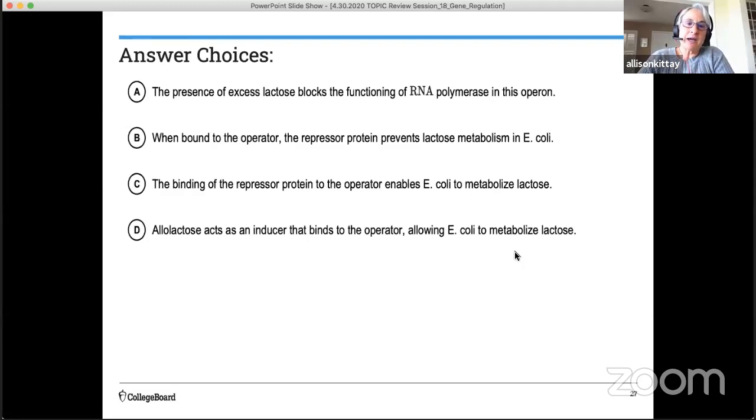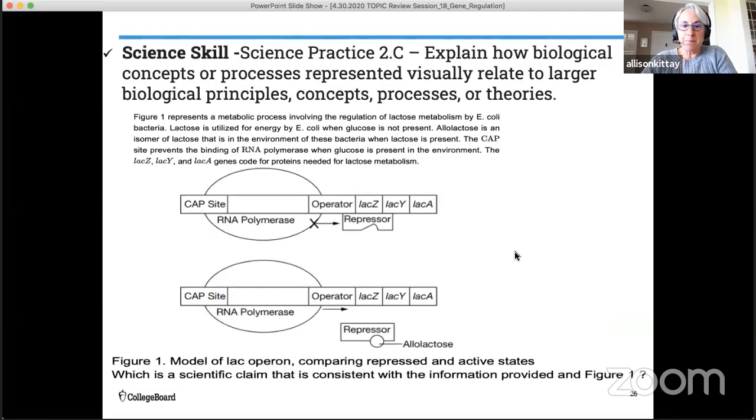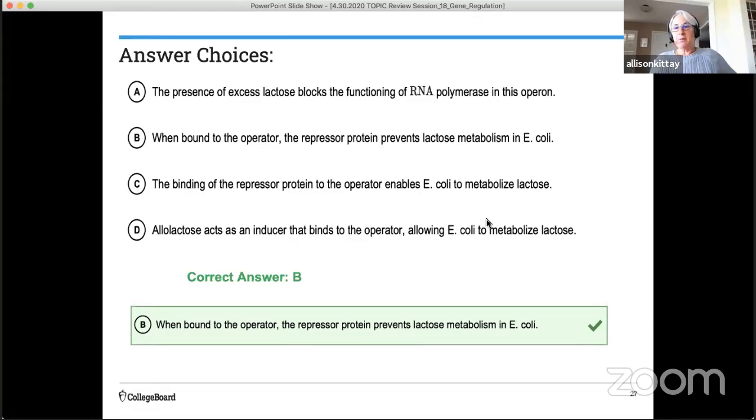First of all, A, the presence of excess lactose blocks the functioning of RNA polymerase in this operon. B, when bound to the operator, the repressor protein prevents lactose metabolism in E. coli. C, the binding of the repressor protein to the operator enables E. coli to metabolize lactose. And D, allolactose acts as an inducer that binds to the operator, allowing E. coli to metabolize lactose. Okay, so here's the correct answer, which is B. When bound to the operator, the repressor protein prevents lactose metabolism in E. coli. So let's go back. When bound to the operator, the repressor prevents the RNA polymerase from transcribing that gene. If the gene can't be transcribed, it cannot make the enzymes necessary to break down lactose.